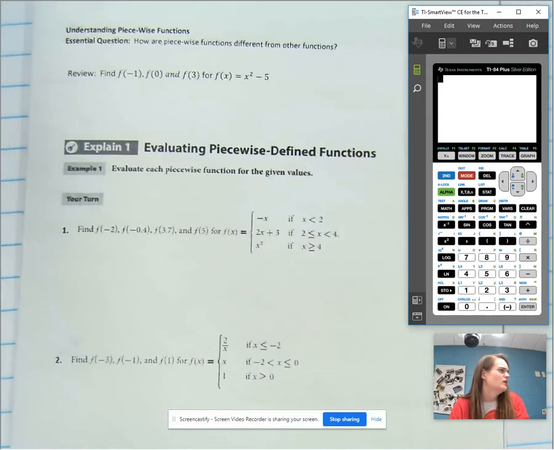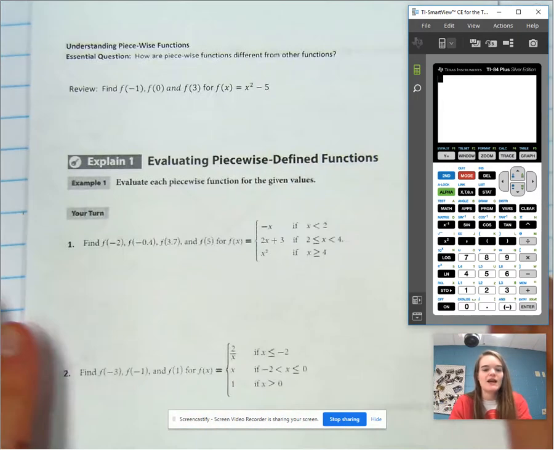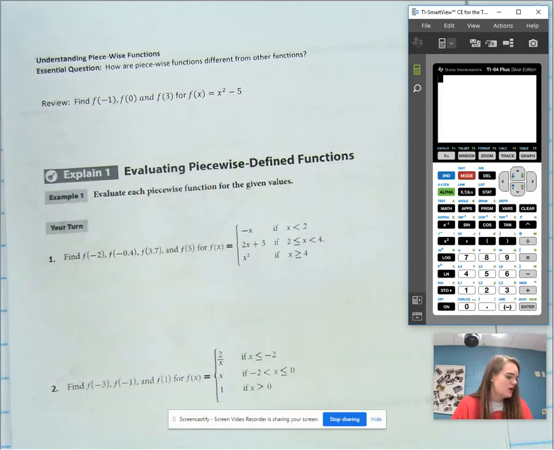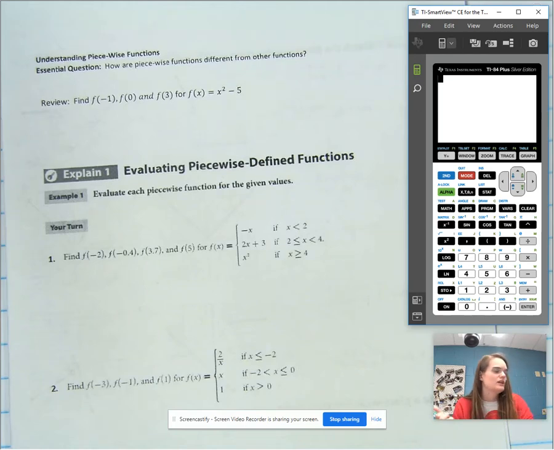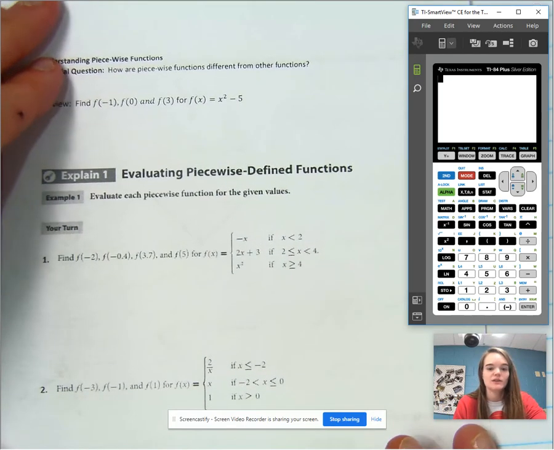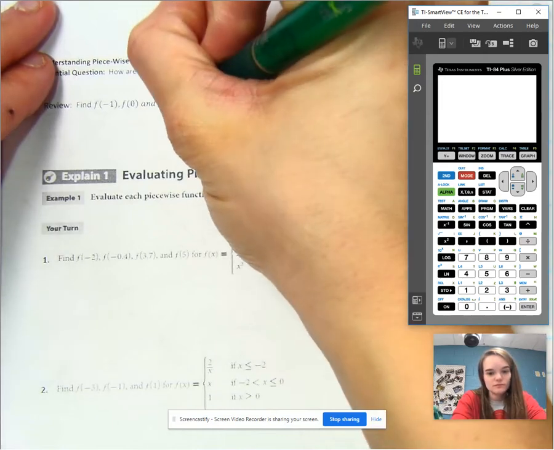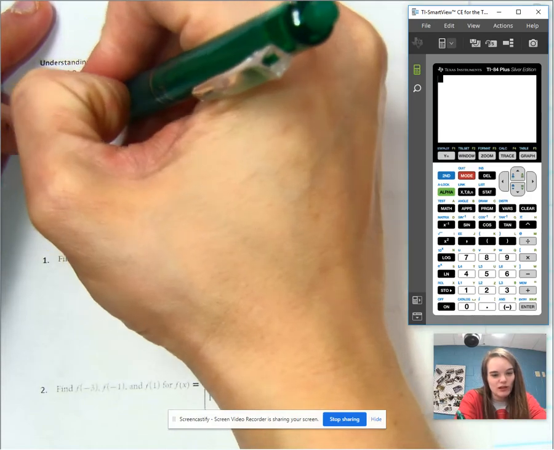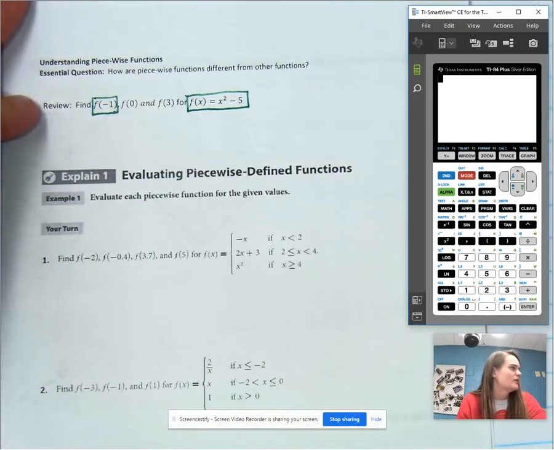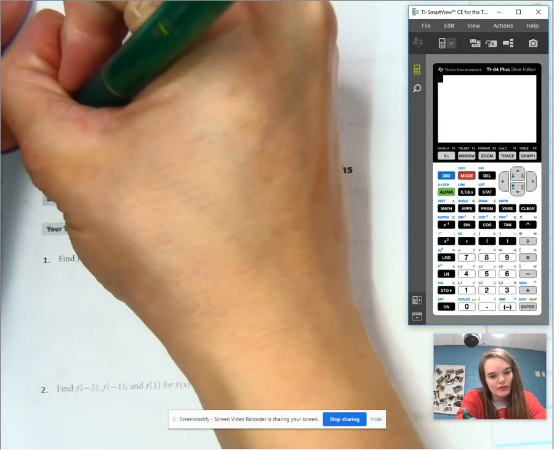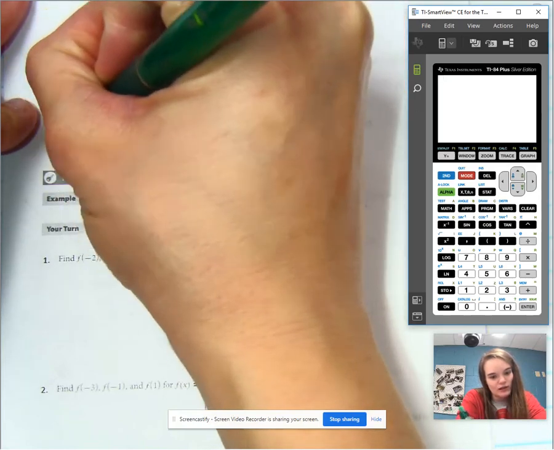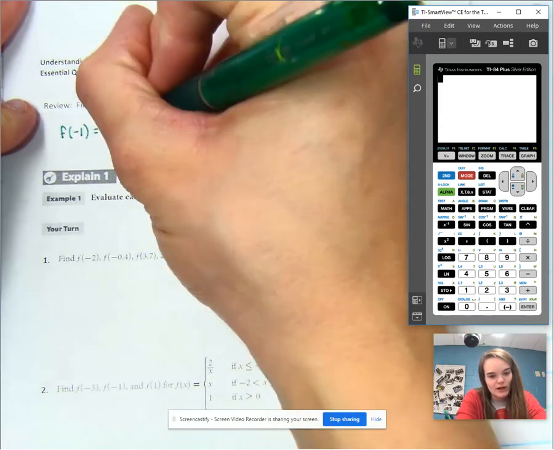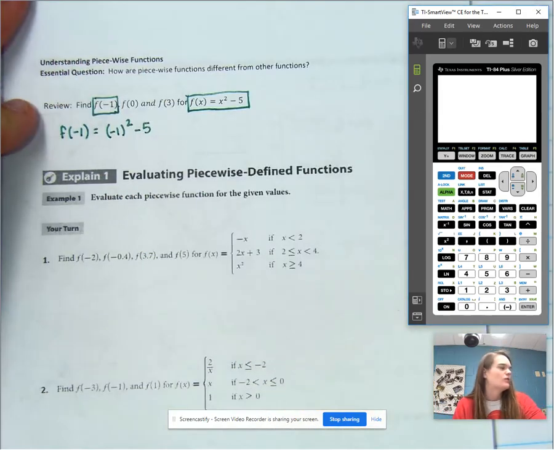Before we talk about that, though, we're going to do a quick review of how to find a function value when we are given a function. So we're given this function, f of x equals x squared minus 5. And we're going to plug each of these values in for x. Okay, so let's start with f of negative 1. So if I plug negative 1 into the function, I will have negative 1 squared minus 5. So I'm plugging it in for that value there.